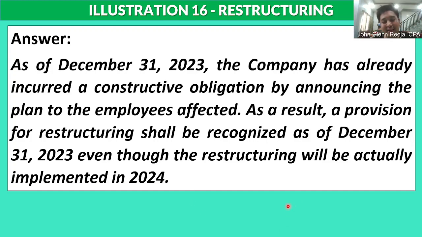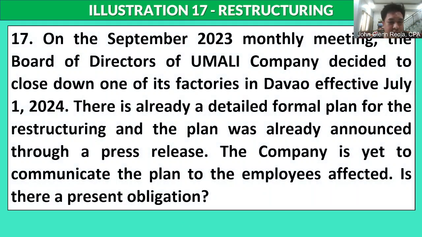So, magre-recognize na sila sa books ng provision. So, what if ganito yung scenario? On September 1, 2023, monthly meeting, the board of directors of Bumali Company decided to close down one of its factories in Davao, effective July 1, 2024. Then, meron nang detailed formal plan, ano yung gagawin nila for restructuring, and the plan was already announced through a press release. So, the company is yet to communicate the plan to employees affected, no?